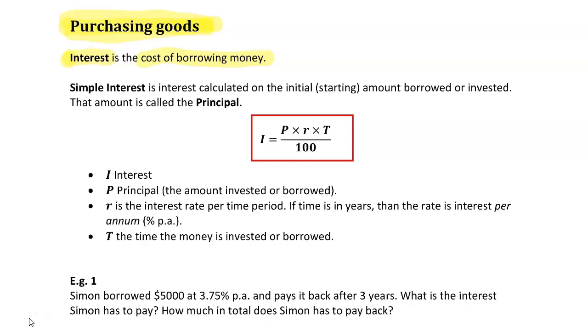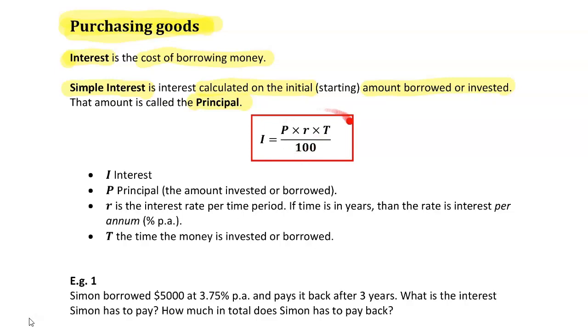Now, specifically, we're going to talk about a type of interest called simple interest. So this is interest that is calculated only on that initial amount borrowed or invested. Okay, initial means starting. So we calculate it only on that starting amount. That starting amount we call the principal. Now this is the formula here to calculate interest. Interest equals principal times by the rate times by time, all divided by 100.